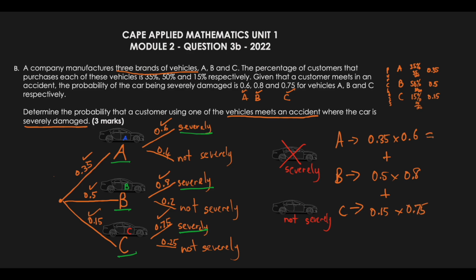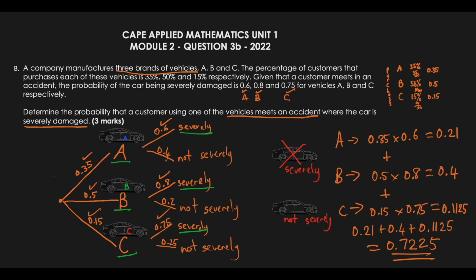So we could work out these individual values, then add them up together. So this here would give me 0.21. This would give me 0.4. And this would give me 0.1125. For my final answer, I just add these up: 0.21 plus 0.4 plus 0.25. Together, this gives me 0.7225. So my final answer is this. Okay, so I looked for the situation where all severe accidents occurred, which would be this or this or this.